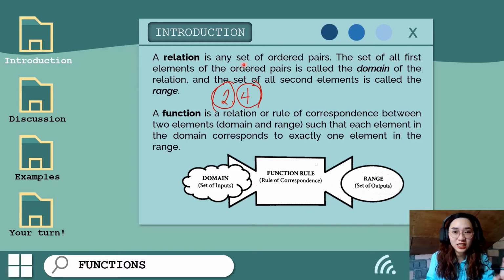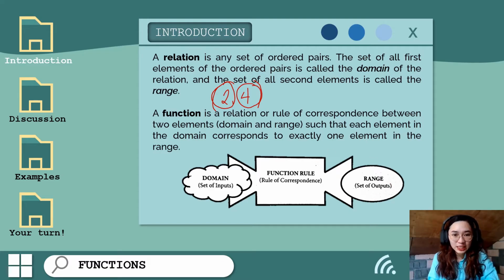So, hindi lahat ng relation natin is a function. Dahil masasabi lang natin na ang relation is a function kapag ang bawat element ng ating domain ay maipapares lang natin sa exactly one element ng ating range. So, we can relate it using a machine, wherein the machine itself is the function rule. So, bawat input natin o bawat domain natin, ang magiging resulta lang po is isang output, which is our range.